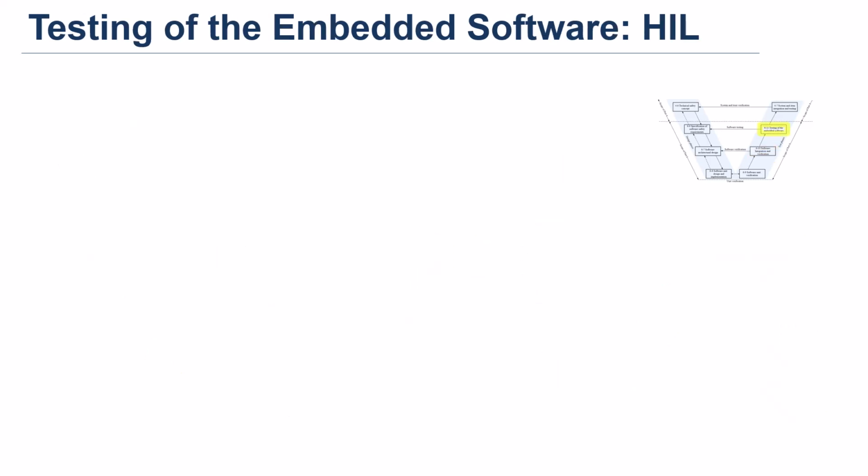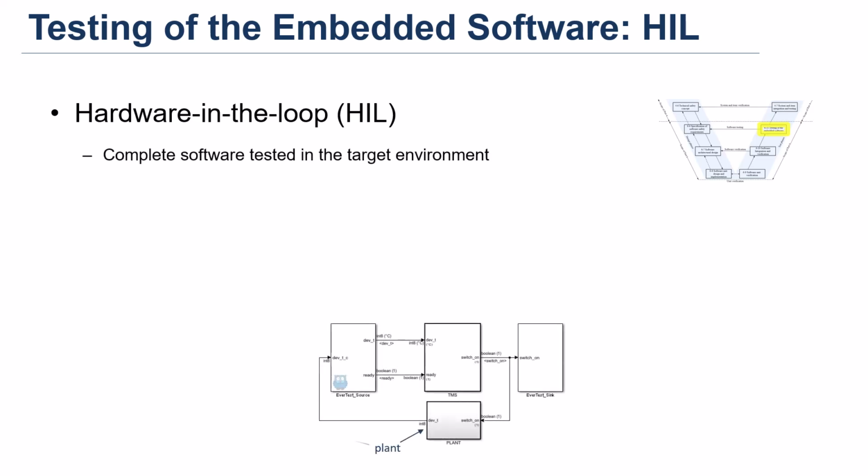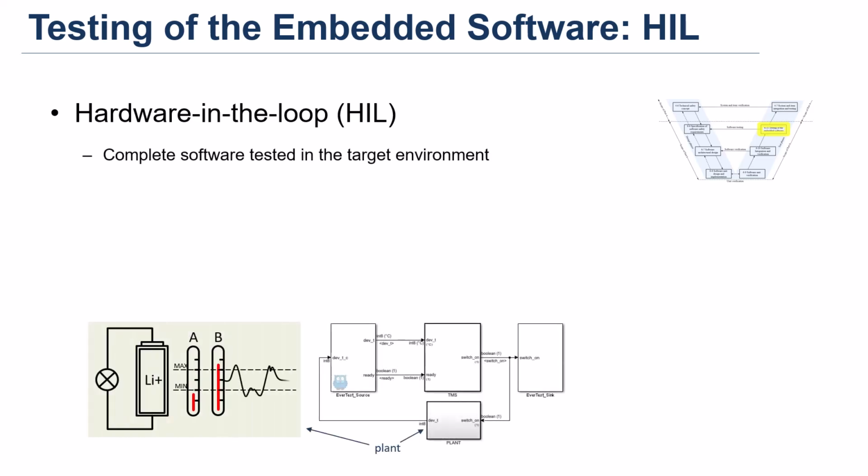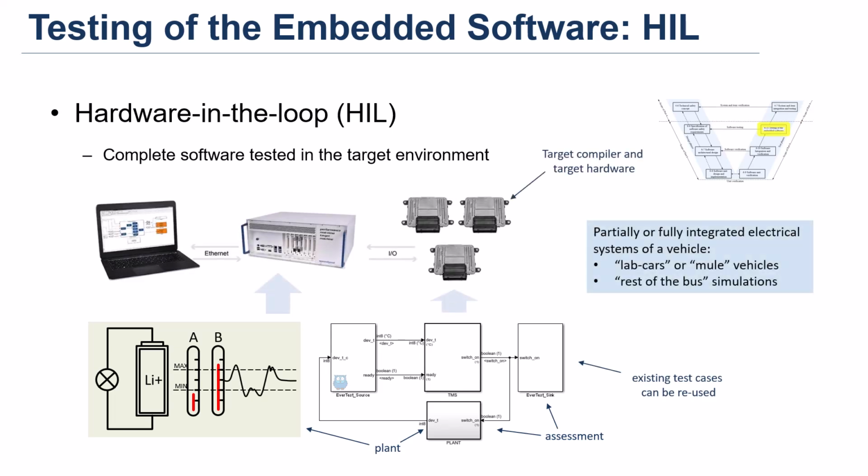You also can test your software in the hardware in the loop environment, which means that the complete software is tested in the target environment and in real time by using the partially or fully integrated electrical systems of the vehicle. The other names for such setup would be the lab car, the mule vehicle, and the rest of the bus simulation.